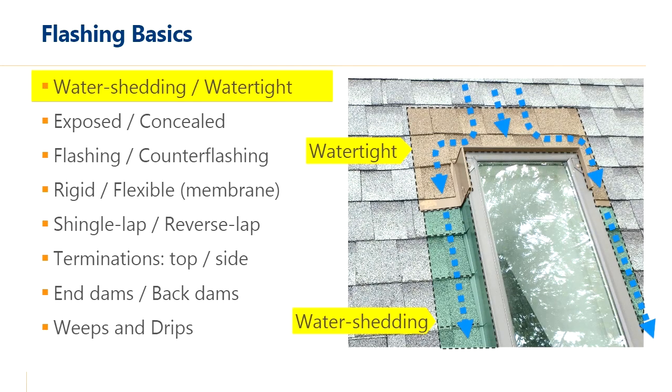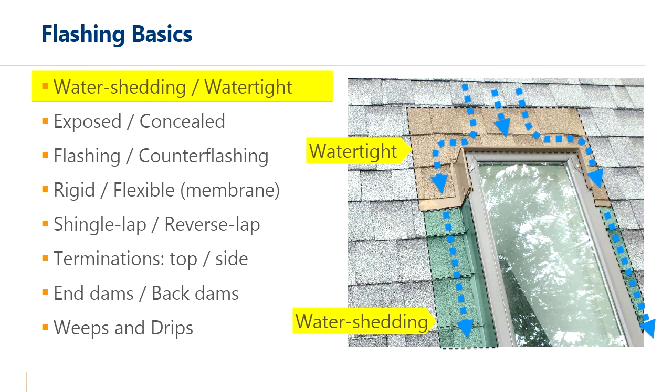Some of the other terms that you might run across while working with flashing is water shedding and watertight. Another term for water shedding is shingle fashion. So we'll get to that in a moment, but the head flashing, so at the top of this skylight, that portion needs to be a watertight part. As the water comes down, it hits that flashing and water can get held and retained on it. So it has to be able to withstand that.